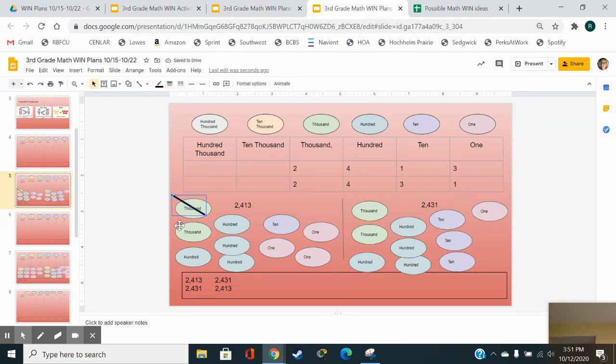So there is 1,000, and I'm going to get rid of 1,000 on this side. And then I'm going to do the same thing. Oh, I took my 1,000 with it. So let's go back for just a second. And I want this line. Don't group everything.